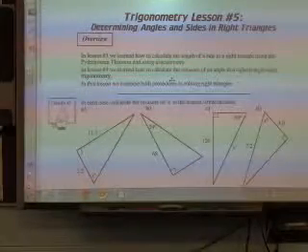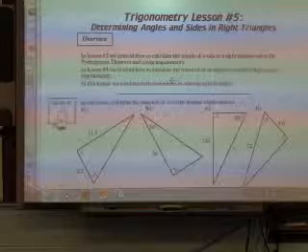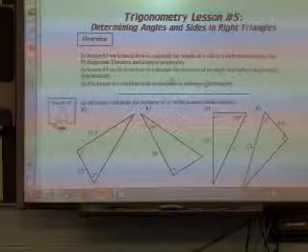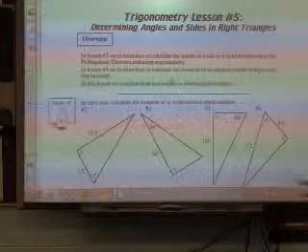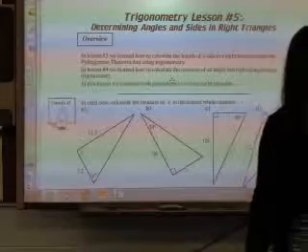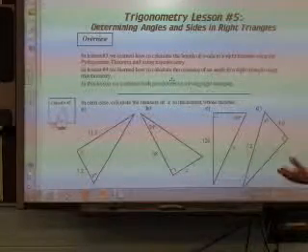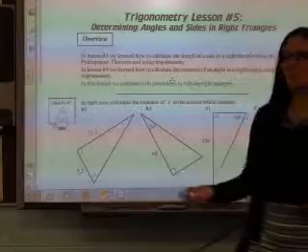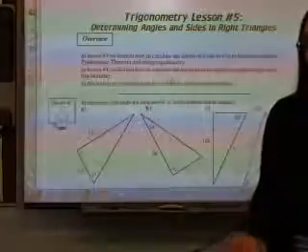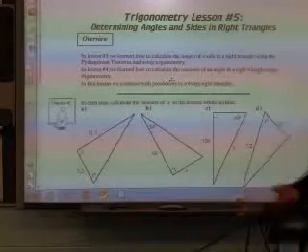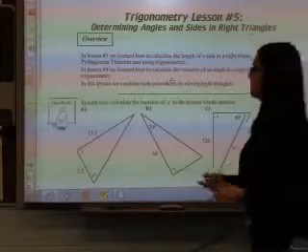Lesson number 5 is determining angles and sides in right triangles. So basically lesson number 5 combines lesson 3 and 4 together. You're given a triangle and told to solve for a missing side length or angle, and you need to figure out how to do it. That's really what lesson 5 does.